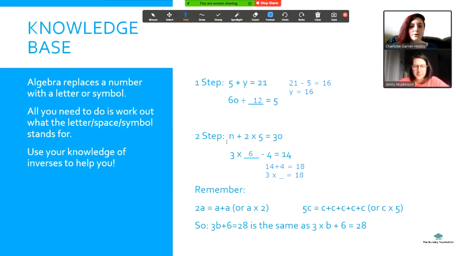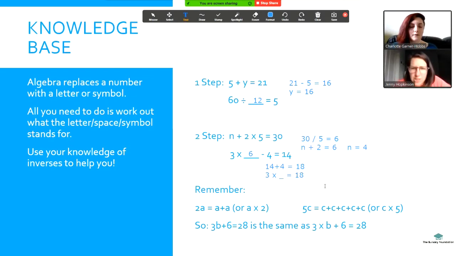Okay, so same for this two-step one here. N plus 2 times 5 equals 30. So I need to use my inverses again. So I'm going to say, well, I'm going to do 30 divided by 5, which is 6. And then I've got n plus 2 equals 6. So what must n be? Must be 4. Yeah, exactly.